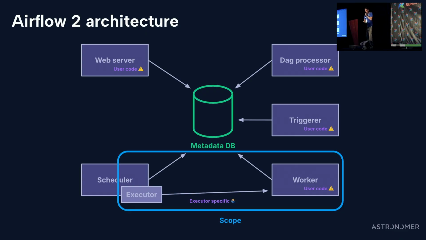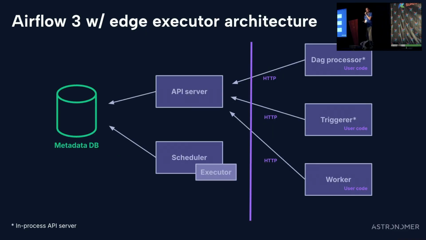So let's look at how this would look in Airflow 3 with an Edge executor. Now everything is nicely behind an HTTP interface. Everything goes to the API server. Although the DAG processor and Triggerer have their own in-process API server, you have a standardized API. The same for pulling jobs. So the scope now is much smaller. This is actually something a single person could do in four months.